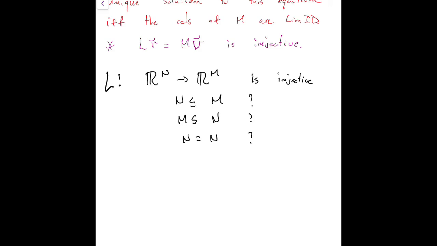Okay, well, let's think about this. So we have the matrix V1 through Vn. Okay, this is injective, which means that the columns are linearly independent. Okay, this means no free variables.